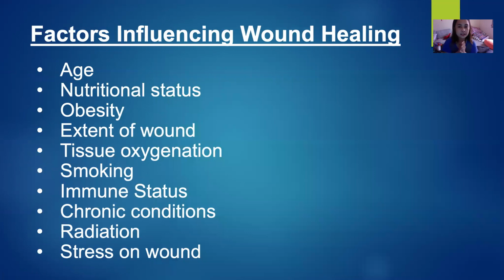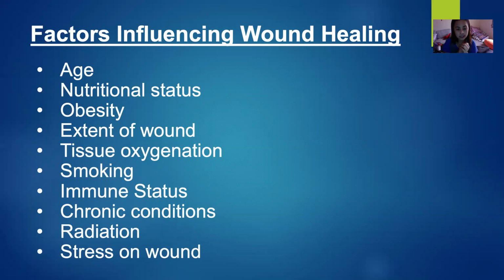So, ano ba yung mga factors na nakaka-affect sa wound healing? We have the age. Mas matanda ang tao, mas matagal ang wound healing. Nutritional status, pag undernourished ka, wala kang protein sa katawan or less protein ang katawan mo, mas matagal mag-heal yung wound mo. Obesity, mas matagal mag-heal ang wound ng mga obese patient. Bakit? Mas marami silang fats. So, mas makapal yung fat content nila. Pag mas makapal yung fat content nila, mas matagal mag-heal.